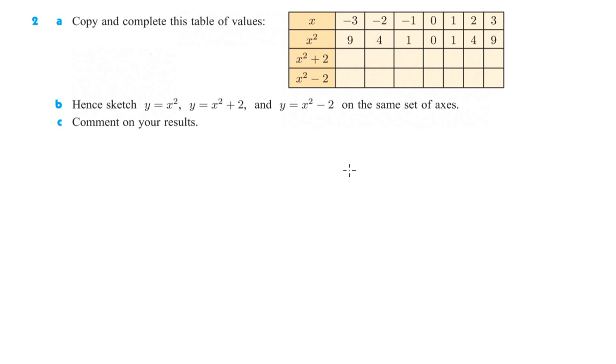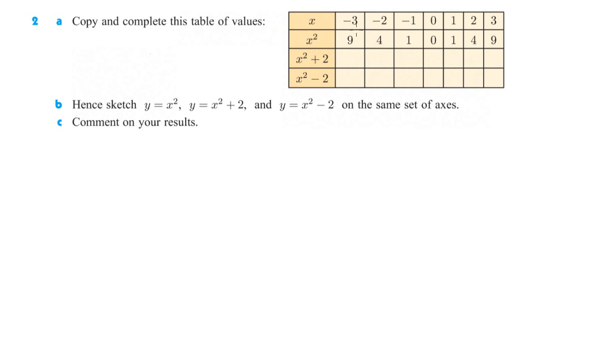I'm going to take you through some of the problems from the 6B assignment. The 6B assignment is a lot of just copy and complete the table, because it's going to help you walk through what the differences in all these equations are going to be. So copy and complete this table of values.